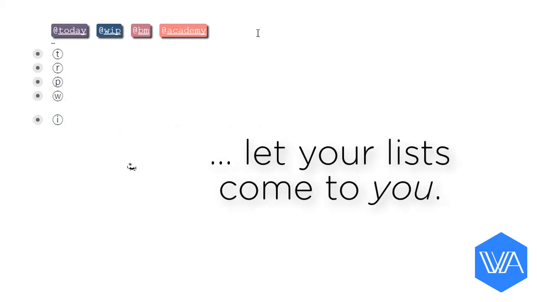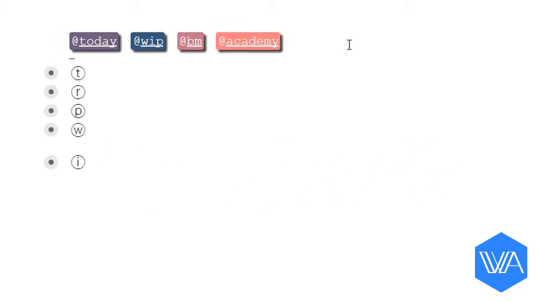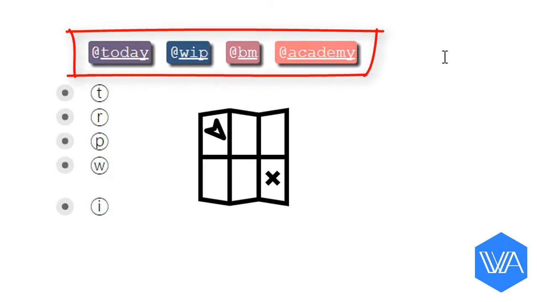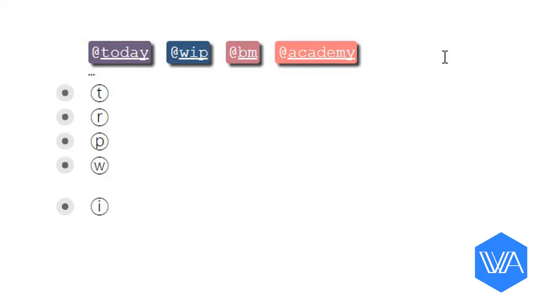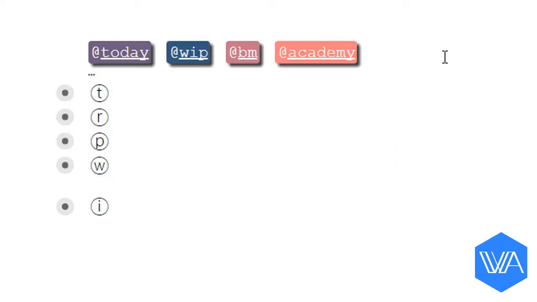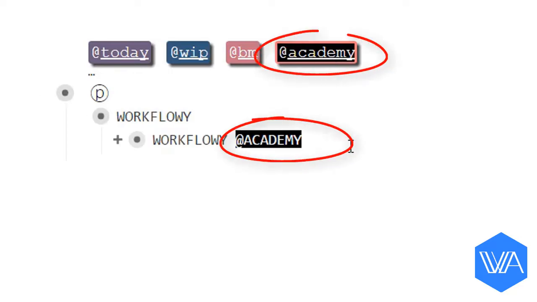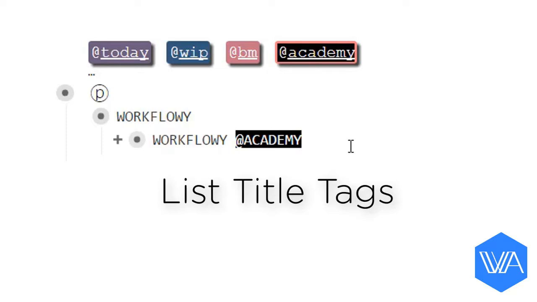You don't need your important lists to literally be front and center to be accessible. And that's what Workflowy tags are going to help us with. Remember I said I used this set of tags for navigating around my account? Well, any list that I need quick access to directly from my homepage, I place an identical tag in both that list and right here on my homepage. And that way, when I click on my Academy tag, it brings up my Workflowy Academy outline right here. I like to call these list title tags because they're fixed tags that sit permanently in the actual titles of important lists.